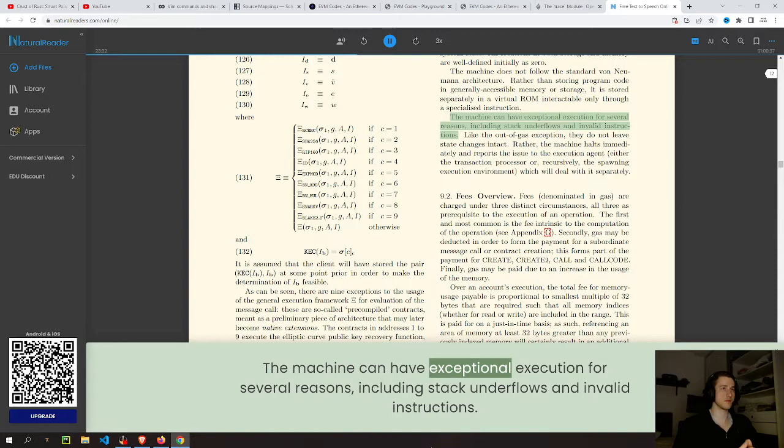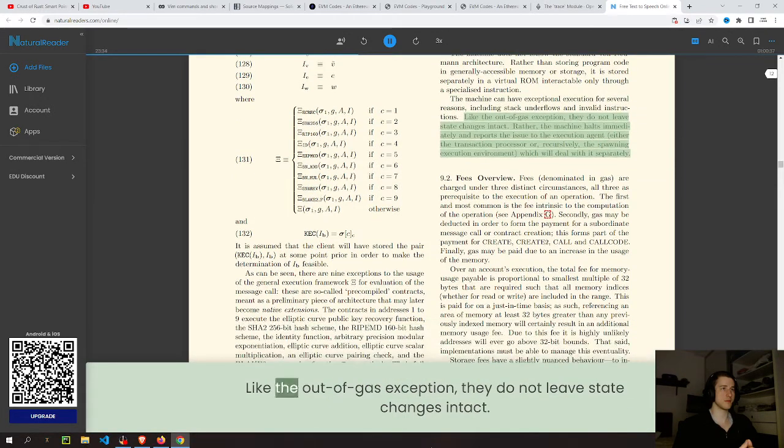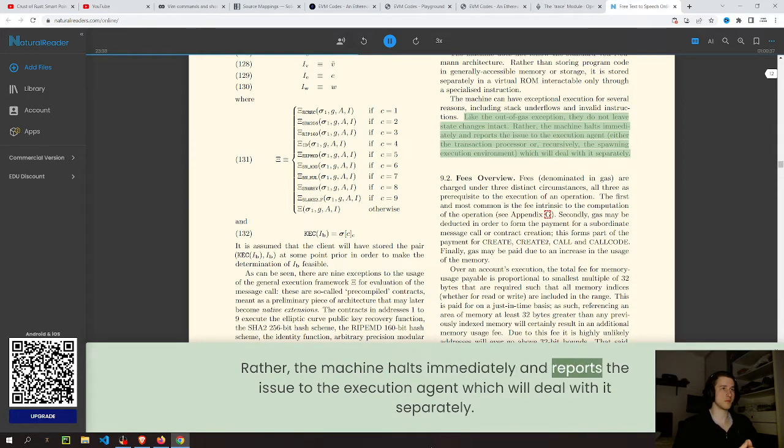The machine can have exceptional execution for several reasons, including stack underflows and invalid instructions. Like the out-of-gas exception, they do not leave state changes intact. Rather, the machine halts immediately and reports the issue to the execution agent, which will deal with it separately.